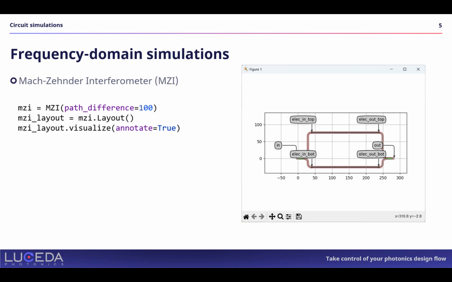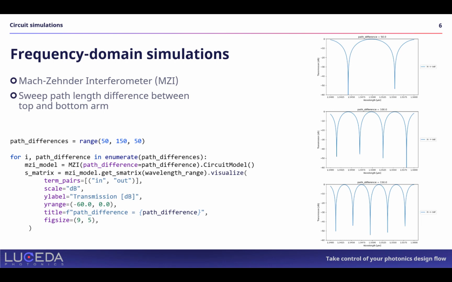We can see the layout to the right. We have an MZI with a path difference of 100 microns, and we have two electrical sections connected to the top and bottom arms which will act as heaters. We will sweep over a range of path length differences between the two arms of the MZI, resulting in different interference patterns at the output. The result for each value of the path length difference can be plotted. As the path difference increases, the free spectral range decreases proportionally as expected.